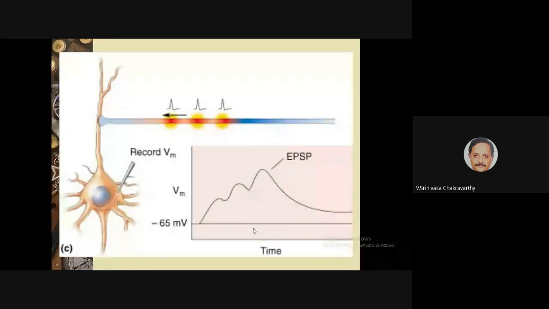then the next PSP will start building on top of the previous PSP, which is what you see in this figure. Then when the third action potential comes and hits the synapse, the third PSP will build on top of the second PSP. You see that these PSPs build one on top of the other on the postsynaptic side, giving rise to a large amplitude EPSP. This kind of summation, which happens because of action potentials coming one after another in time, is called temporal summation. So the temporal inputs add up.